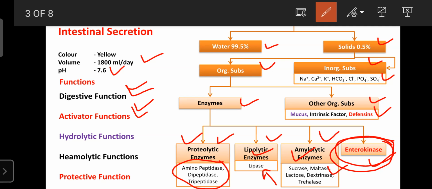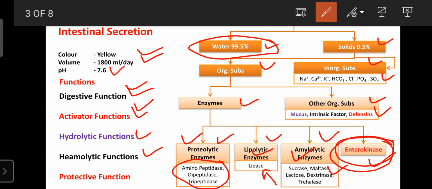as well as it being involved in the hydrolytic functions, because it consists of water, about 99.5%, and daily about 1800 ml per day is secreted. So that's why it is involved in the hydrolysis process in the small intestine, or to maintain the water level in our body. The next one is the hemolytic functions of the small intestinal secretion.